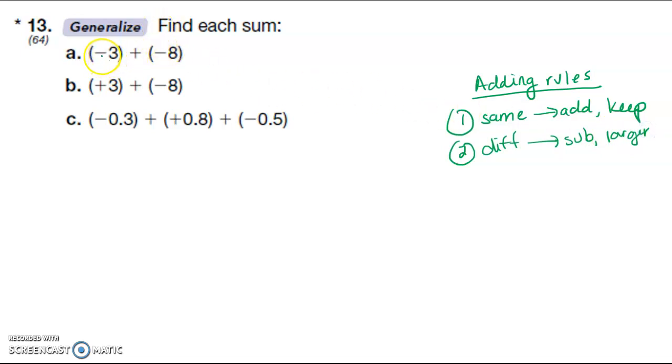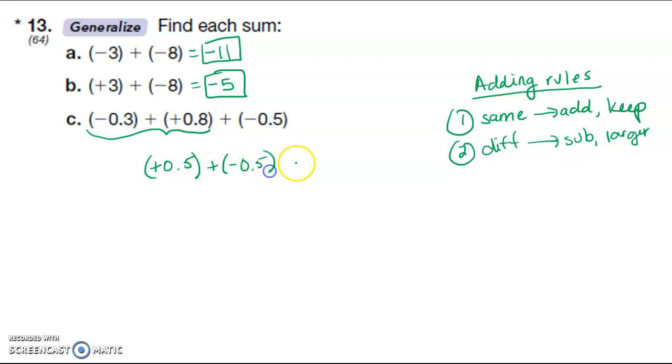Okay. So I have -3 plus -8. It's the same sign. 8 plus 3 is 11, and we keep the sign. Here I have +3 plus a -8. They're different signs, so I subtract. Keep the sign of the larger. 8 is larger than 3. And then here I'll take it 2 at a time. So I have -0.3 plus a +0.8. So I'm going to subtract. I get 0.5, and that's going to be positive because 0.8 is larger than 0.3. And then I have +0.5 plus a -0.5, which is 0 and does not have a sign.